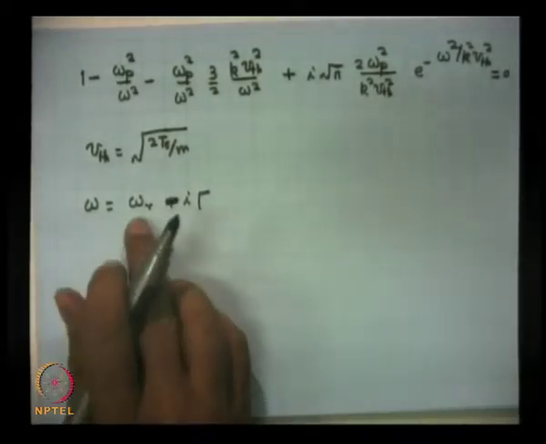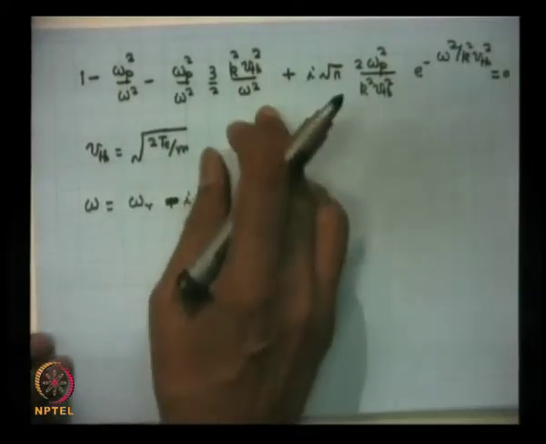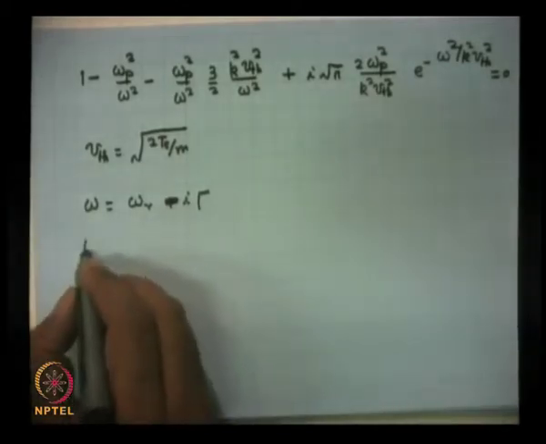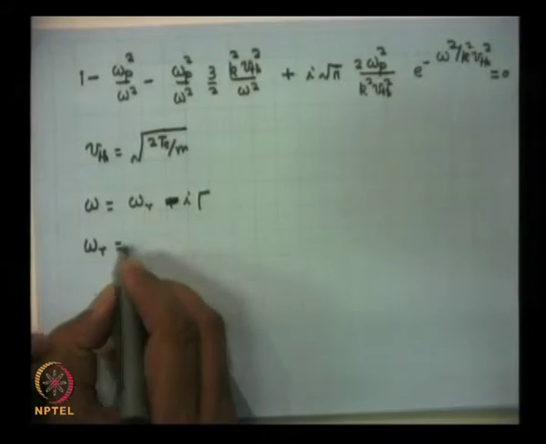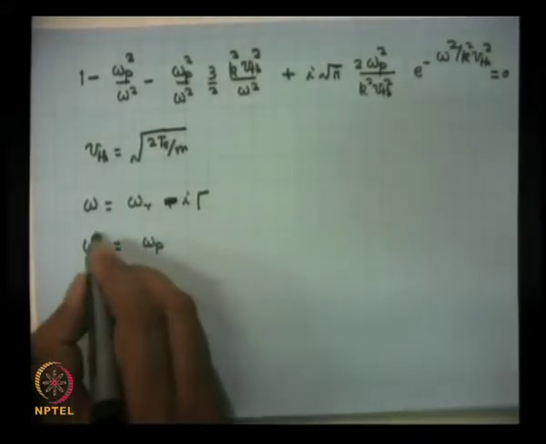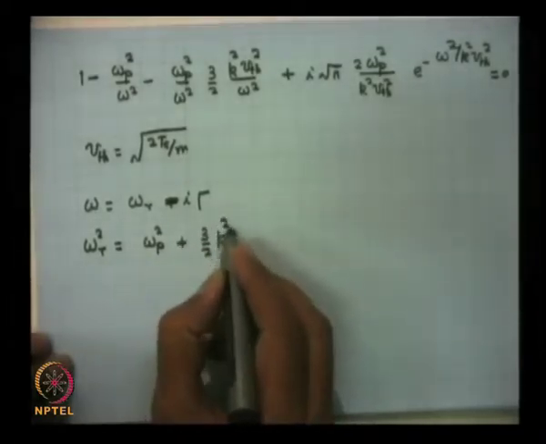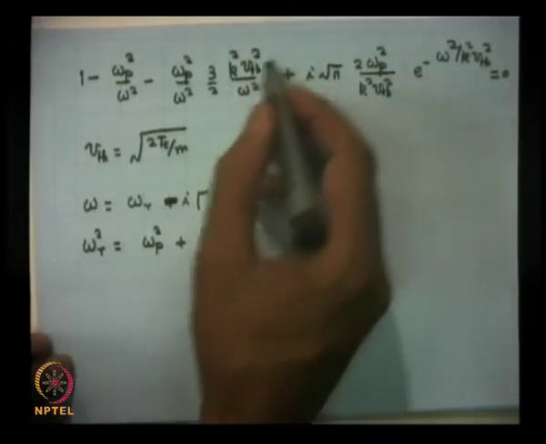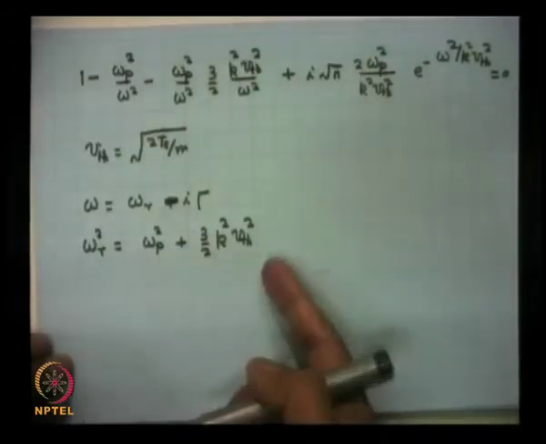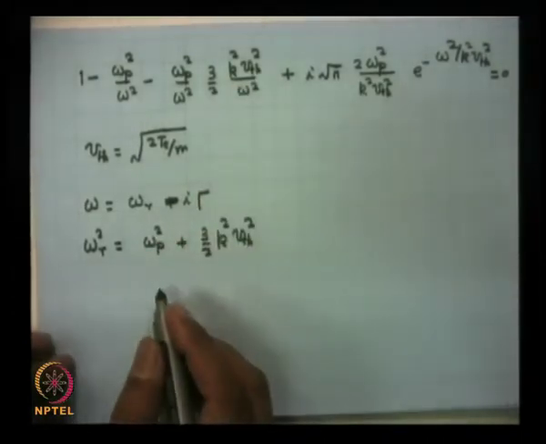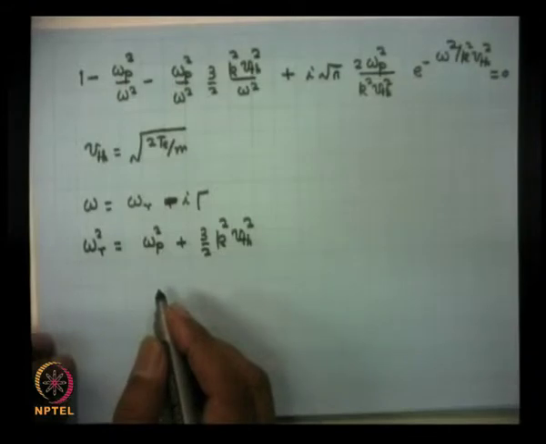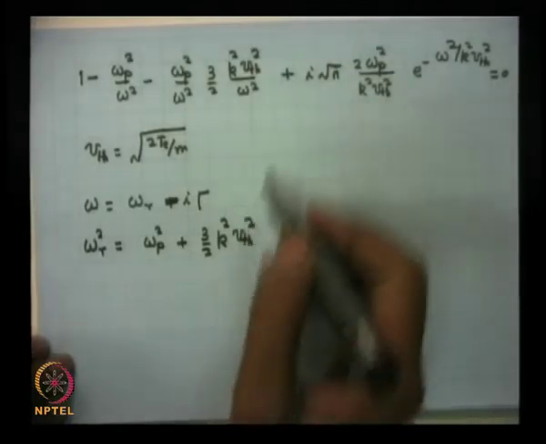and presuming that omega r is bigger than gamma, you can equate the real and imaginary parts of this to 0 separately. So, the real part, omega r, turns out to be equal to omega p square plus 3 by 2 k square v thermal square. If you equate this to 0, you will get this expression for omega r, nearly approximately, because I am taking this term to be small as compared to this one.